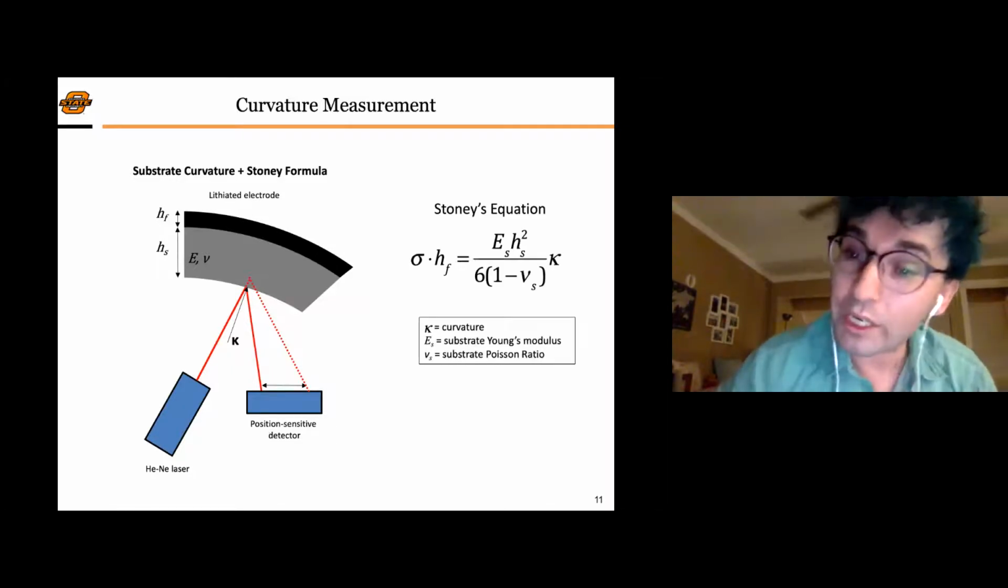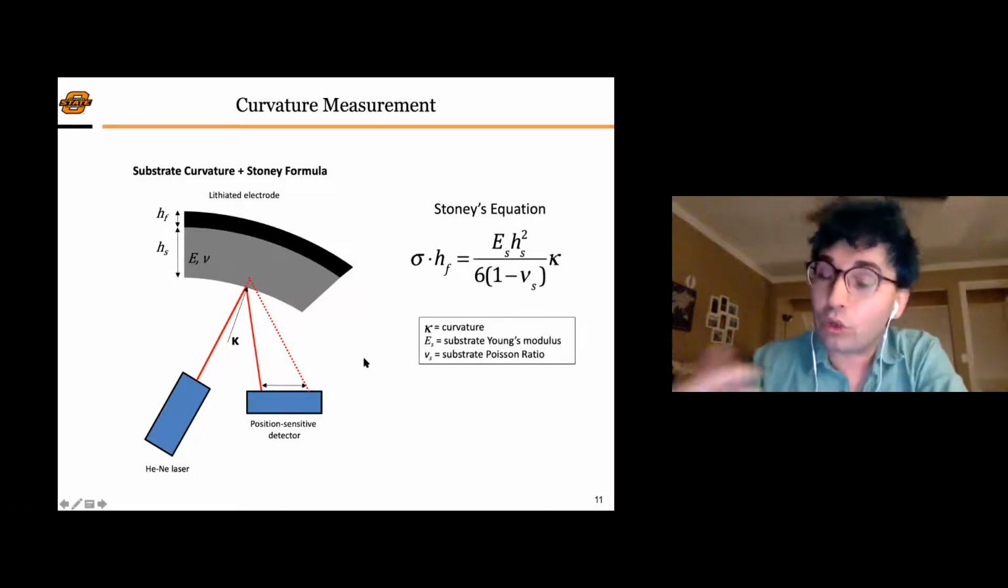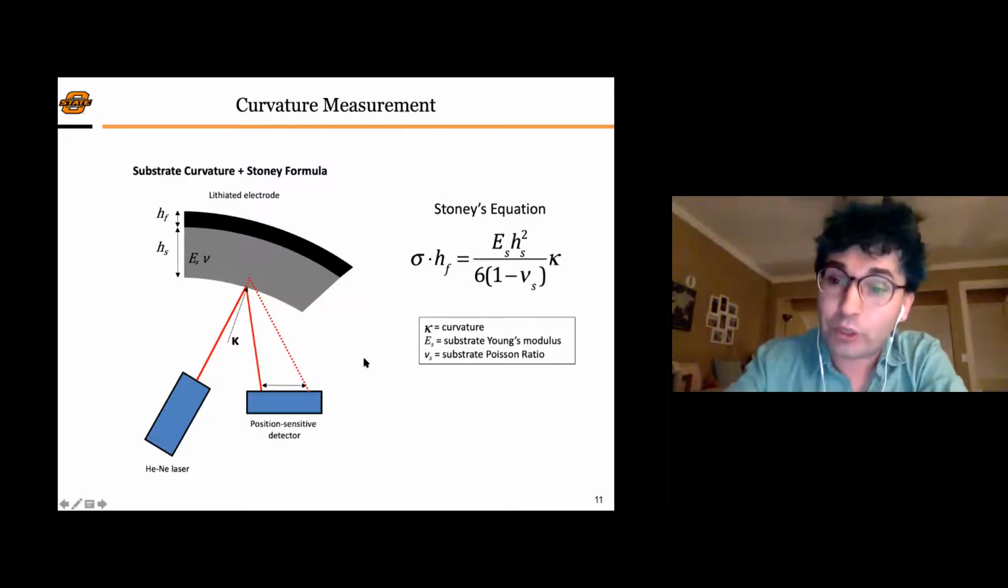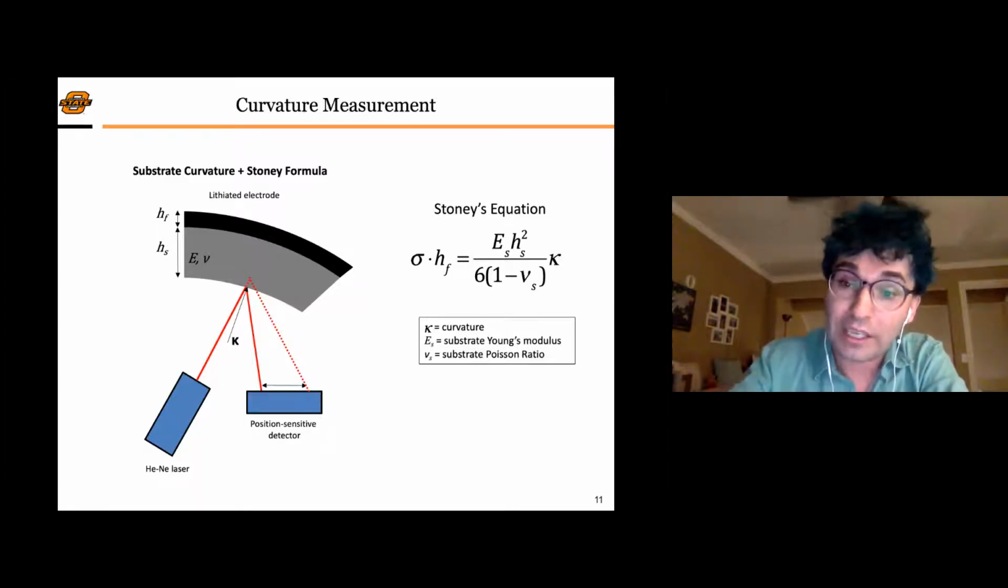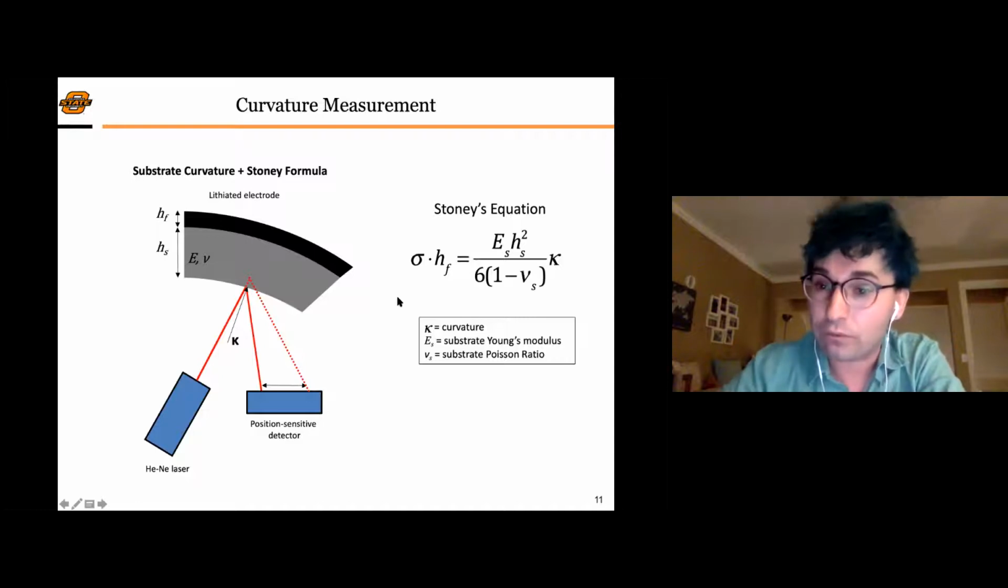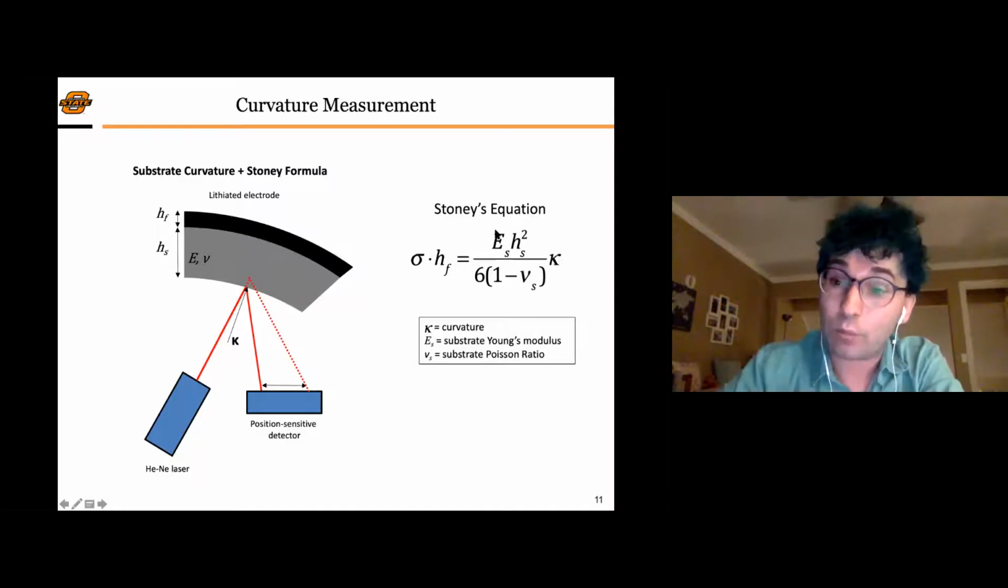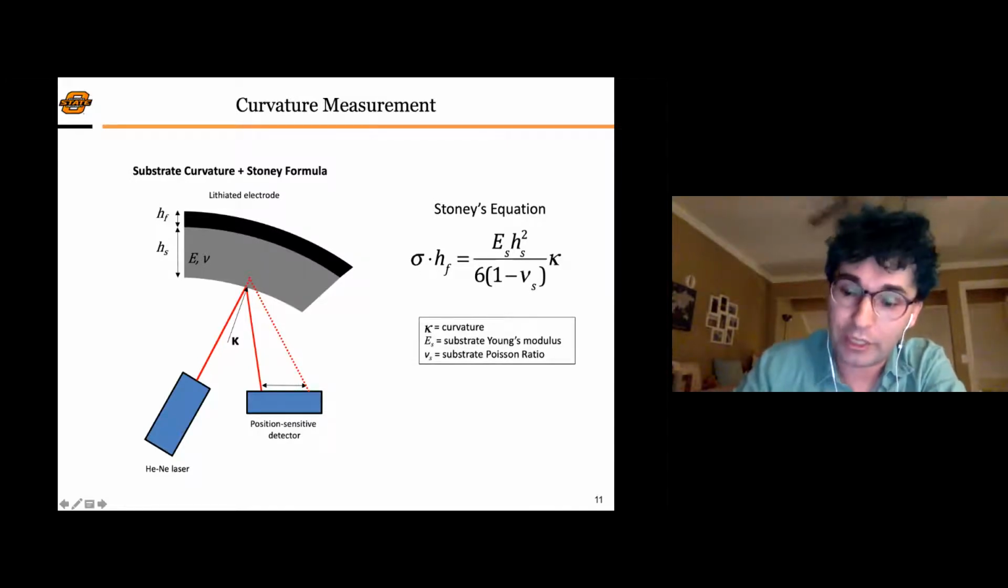And use the Stoney equation to convert the experimentally monitored curvature into the integrated stress through the thickness of the film. The beauty of this equation comes from the constants here, where the mechanical properties here describe the substrate. Since the substrate is inert, these properties are constant. That gives a direct correlation between stress and the curvature that's being measured in the experiments.